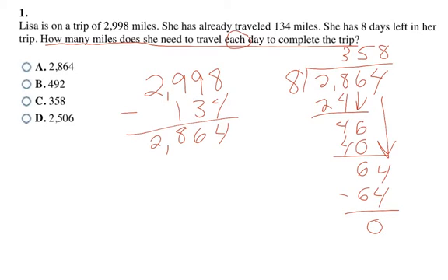So in order for her to finish this trip in 8 days, she's going to go 358 miles. And that answer makes sense. So my final answer is going to be C.